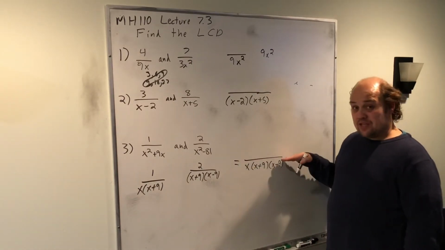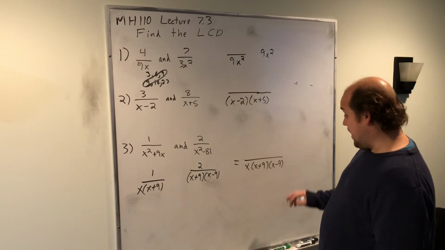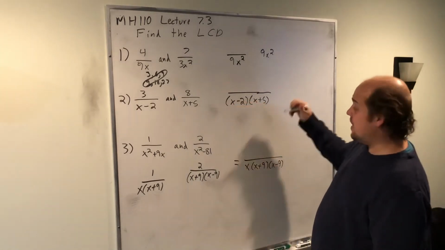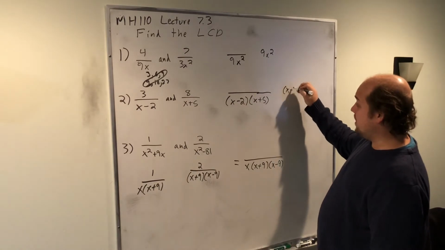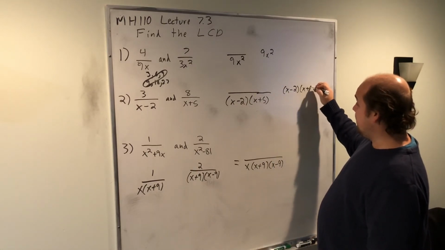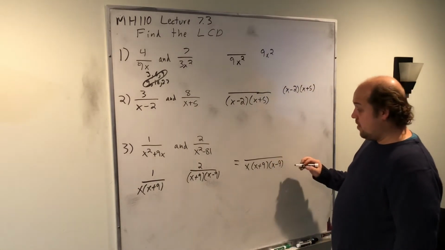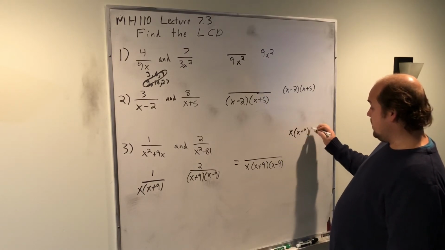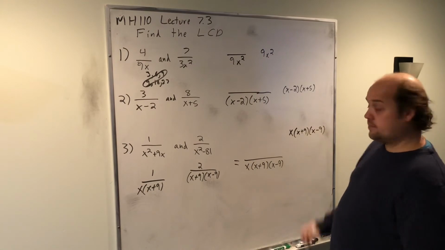Again, we're not really concerning ourselves with what happens on top yet. We're just writing what this common denominator would be. So the common denominator for number 2 would be x minus 2, x plus 5. The common denominator for number 3 would be x times x plus 9 times x minus 9.